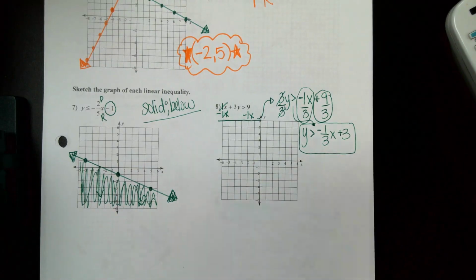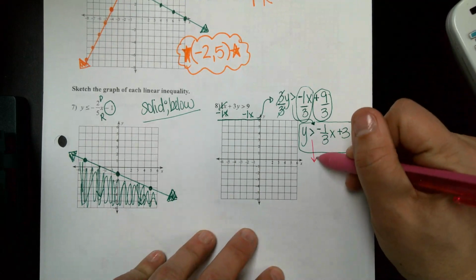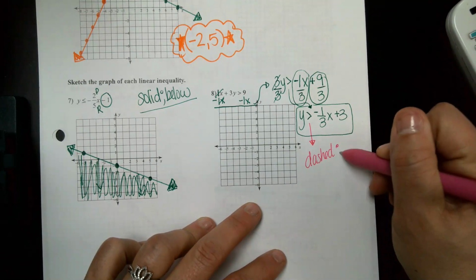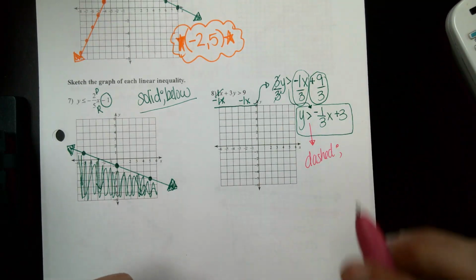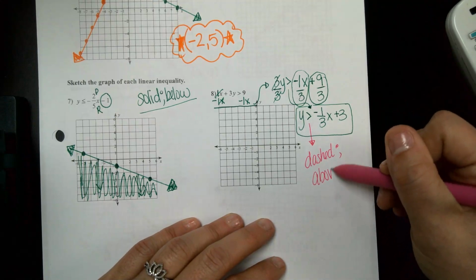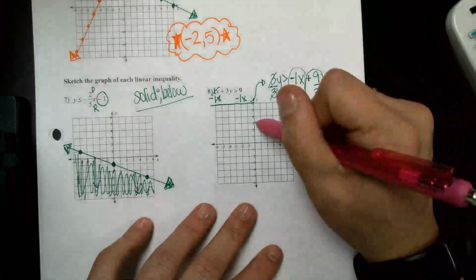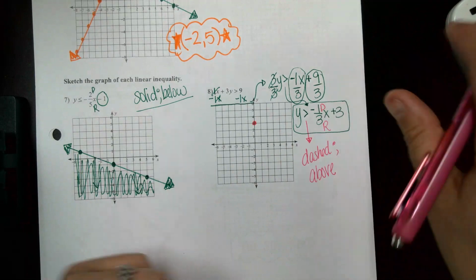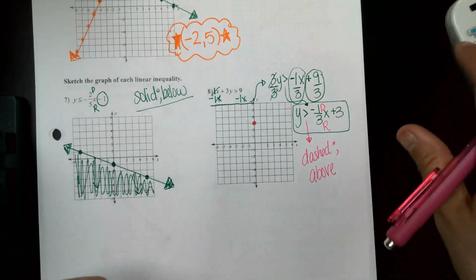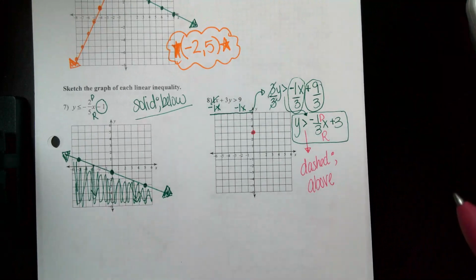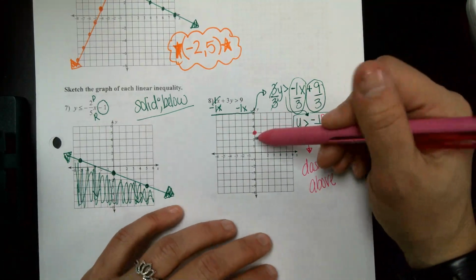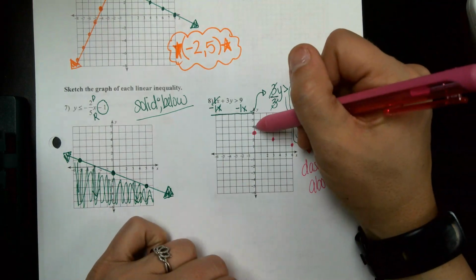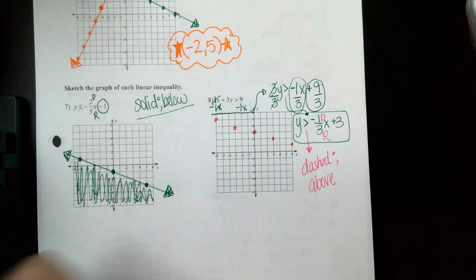Before I graph it, let's just talk about, is it going to be solid or dashed? Dashed, because there's no equal sign. And then greater than, is that above or below? That is above. Okay, so we're going to start at positive 3. And then we're going down and right. There's a lot of negative slopes. I think they tend to test you more on negative slopes because those are the ones people struggle with the most. But when it's negative, always go down right. So down 1, right 3, down 1, right 3. Or I can go up 1, left 3, up 1, left 3.